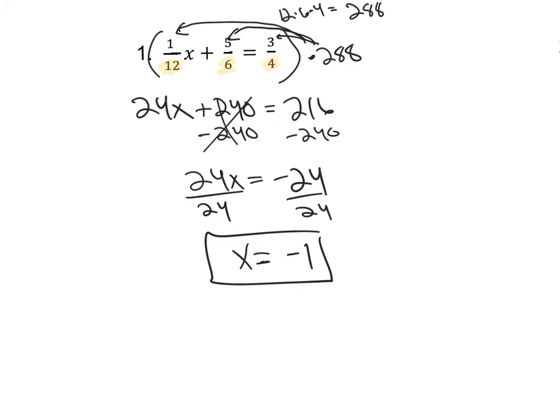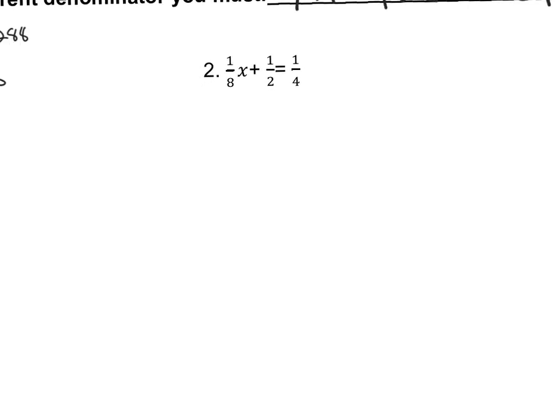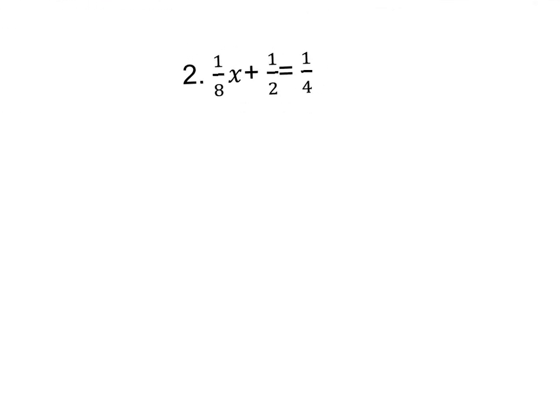Take a look at number 2 now. So looking at number 2. Once again, we're taking these numbers on the bottom of our fractions, multiplying them together to come up with the value that we're going to use to kill the fraction. So we're taking 8 times 2 times 4, seeing what that comes out to be. In this case, it's 64.